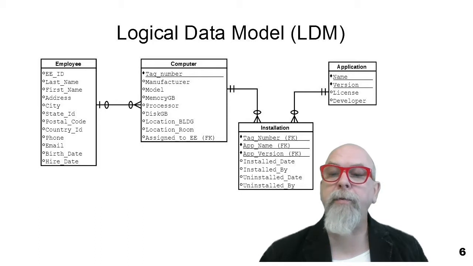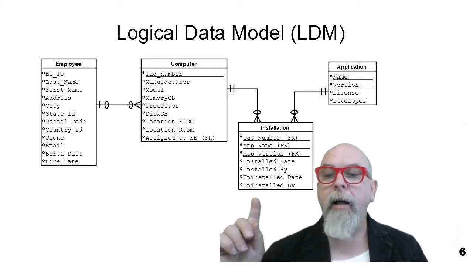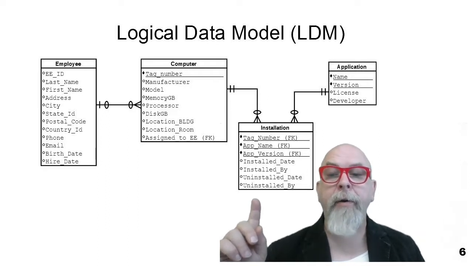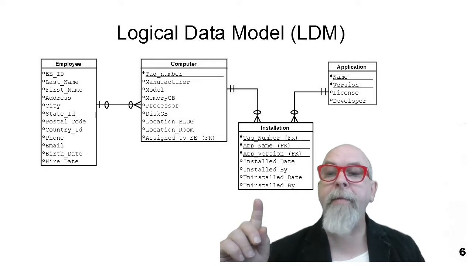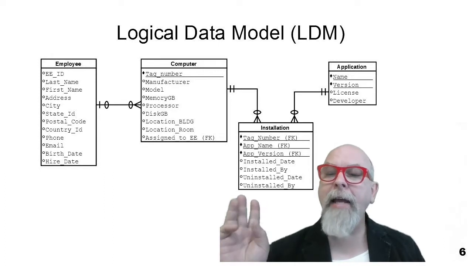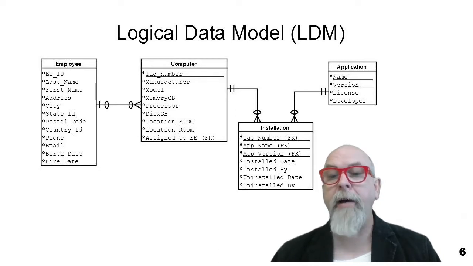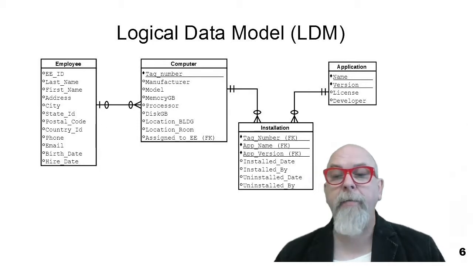Notice that what we've done is we've created this table here in the middle called installation that contains the primary key of the computer, tag number, as a foreign key. It contains the primary key of the application, the name and the version, as foreign keys. And then I concatenate all three of those together to create a concatenated primary key of tag number, app name, and app version. Notice that the installation also has additional information that we care about, including when it was installed, who installed it, if it was there and was uninstalled, when was it uninstalled, and who uninstalled it.